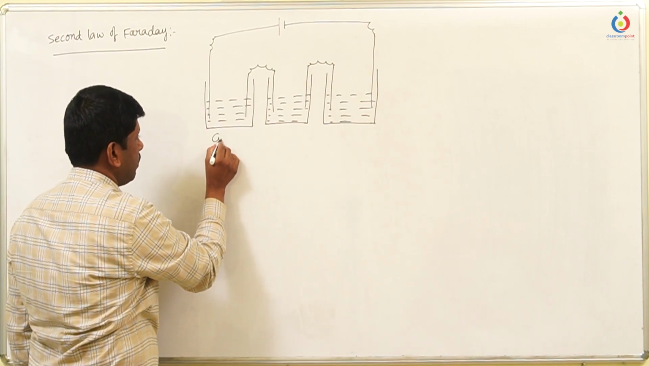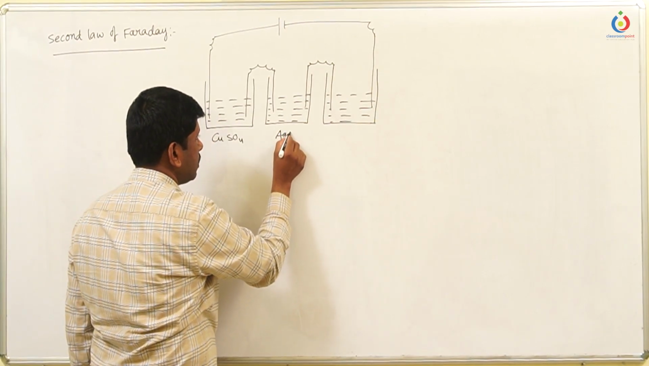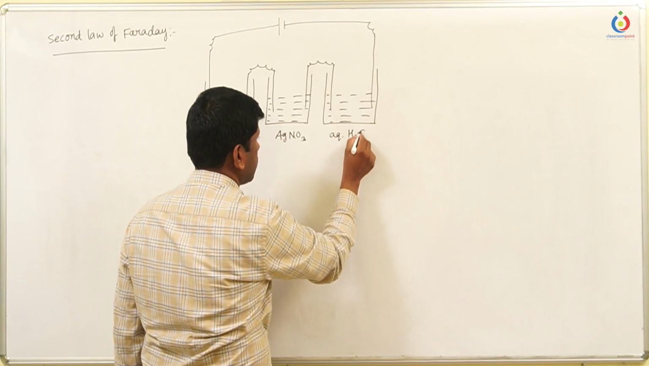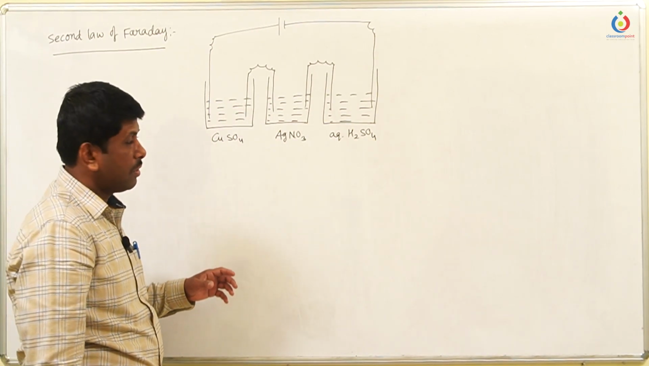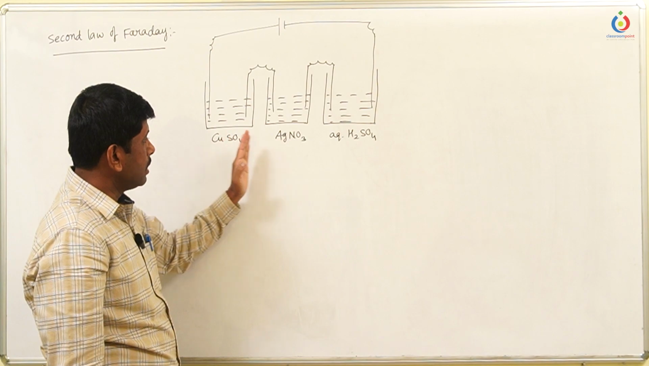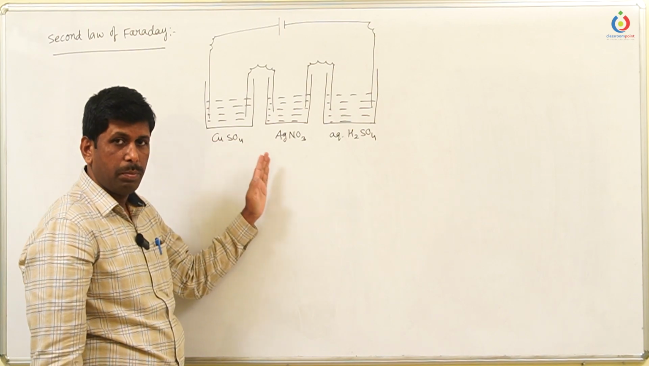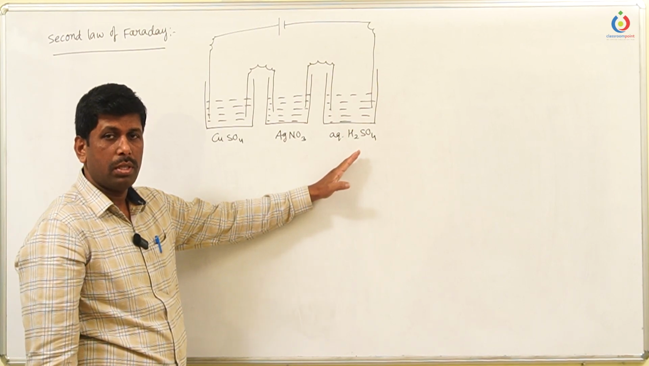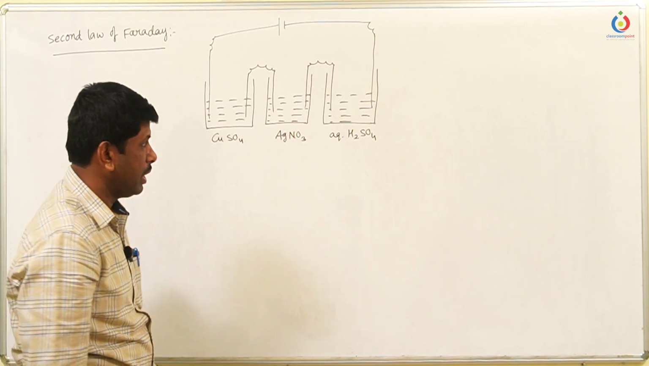In the first electrolytic cell, I am taking the copper sulfate solution. In the second electrolytic cell, I am taking the silver nitrate solution. In the third electrolytic cell, I am taking the aqueous sulfuric acid. Now Faraday's second law says that when the same quantity of electricity is passed through the various electrolytic cells connected in a series, then the mass of the substances deposited or the volume of the gas liberated at the respective electrodes is directly proportional to their equivalent mass. I'll write down the definition and we'll come back to the explanation again.